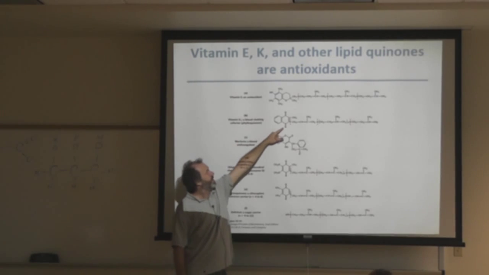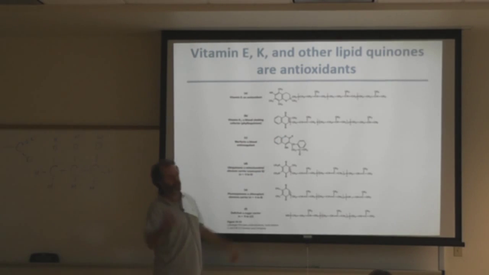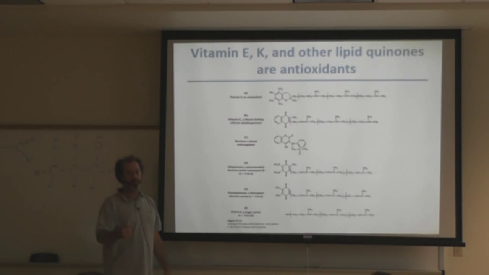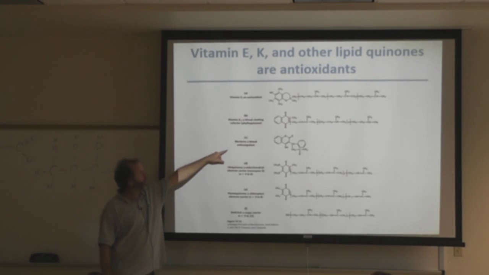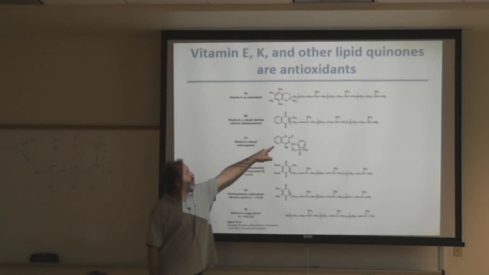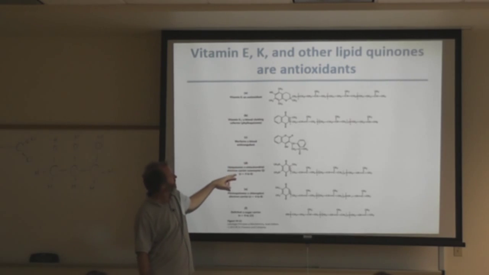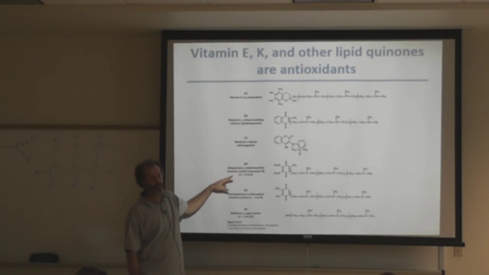Vitamin K, it's used for blood clotting. They give you that shot first thing when you're born to make sure you're going to be able to clot your blood. Warfarin is an anticoagulant. It looks similar to vitamin K, kind of blocks vitamin K's function.